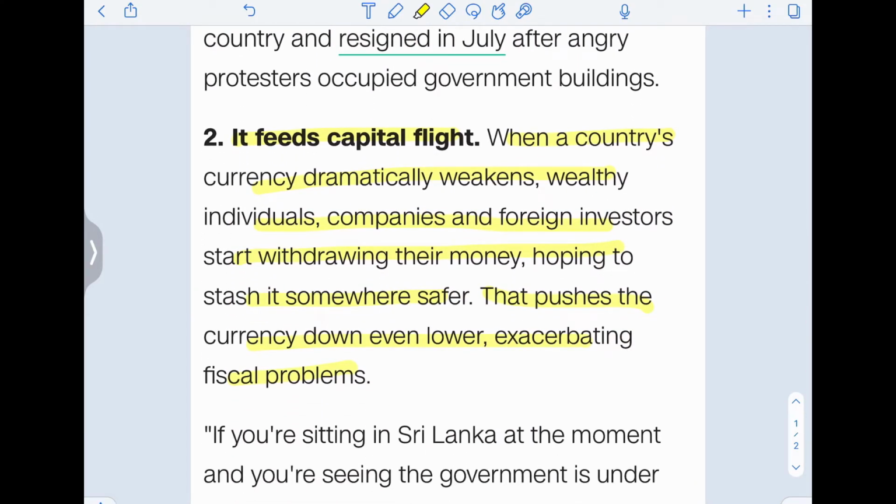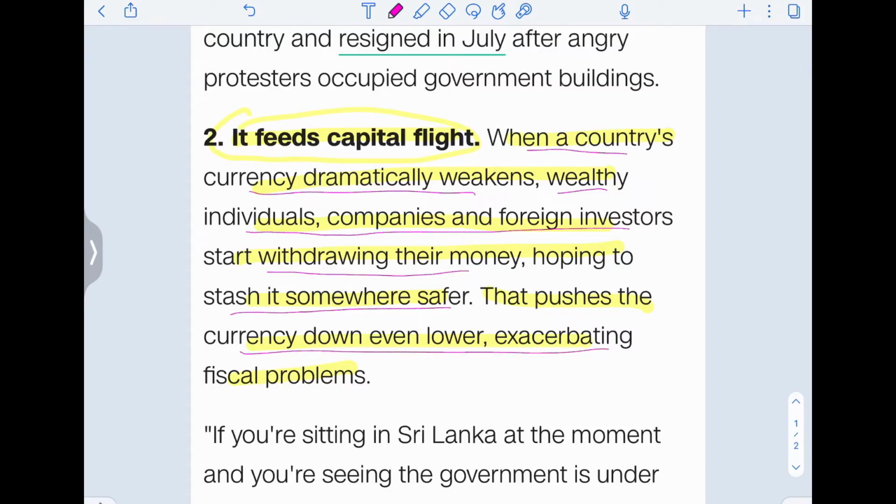The second problem of this rising dollar right now is that it feeds capital flight. When a country's currency dramatically weakens, remember, if the dollar is appreciating, that means the Sri Lankan rupee and the Egyptian pound are depreciating against the dollar. And this encourages wealthy individuals, companies, and foreign investors to withdraw their money, hoping to stash it somewhere safer. And that pushes the currency down even lower, exacerbating fiscal problems, making them even worse.